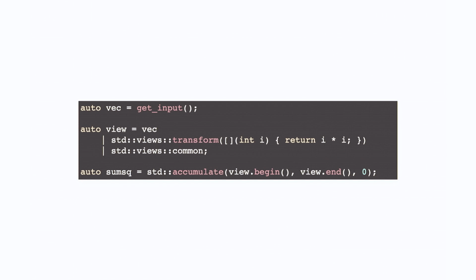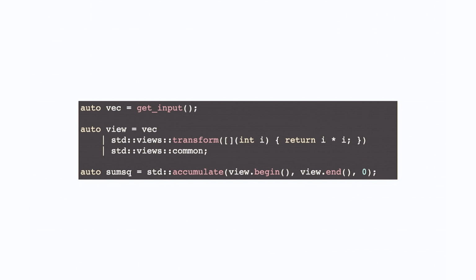So if you've seen any ranges examples online, you will have probably come across this pipe syntax. So this allows us to read our function calls, read our sort of data flow in a more natural way. So here we're taking vec, and then we're piping it through views transform, and then we're piping it through the second adapter called views common.